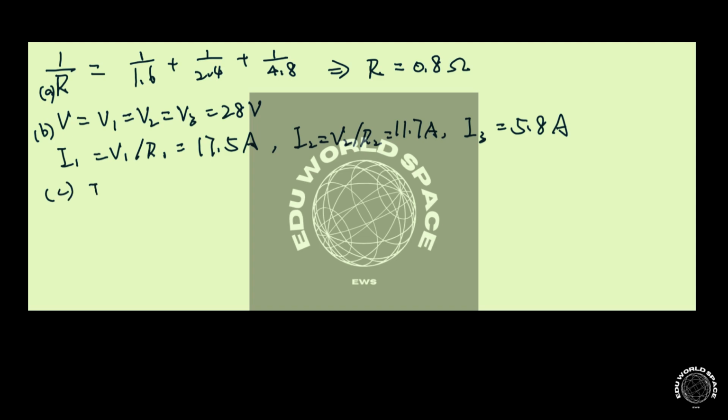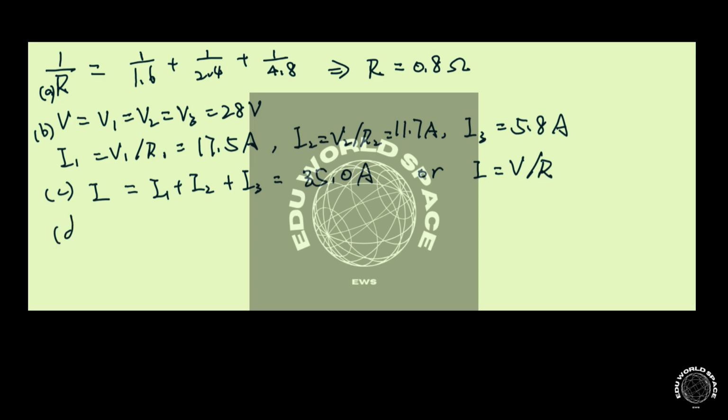For question C, the total current is just the sum of these three currents, which is equal to 35.0 amperes. Or you can just directly calculate it by the total voltage divided by the total resistance, and you will get the same answer.